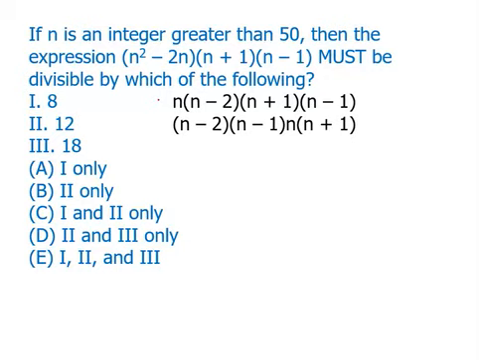Well, what do we know about 4 consecutive integers? We know that 2 of the numbers are even, 2 of the numbers are odd, so there must be a multiple of 4 and then another even number. Well, if we multiply a multiple of 4 by an even number, we're going to get something divisible by 8. So it's definitely divisible by 8.